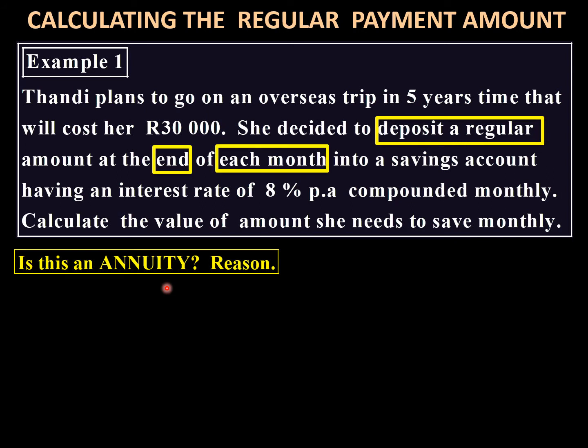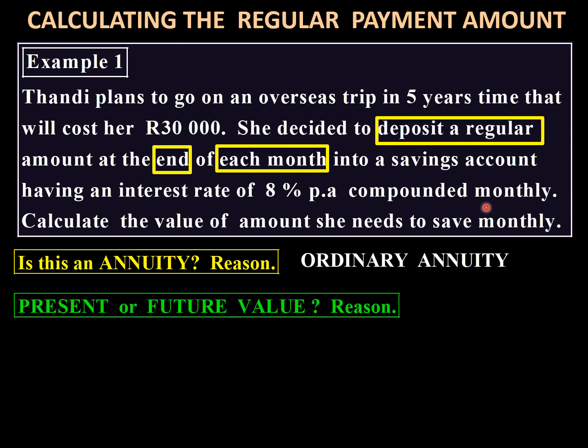So this is definitely an annuity. So it's an ordinary annuity, end of each month. And there it also said it's compounded monthly. So it's definitely an ordinary annuity.